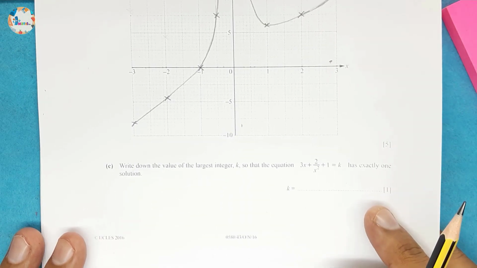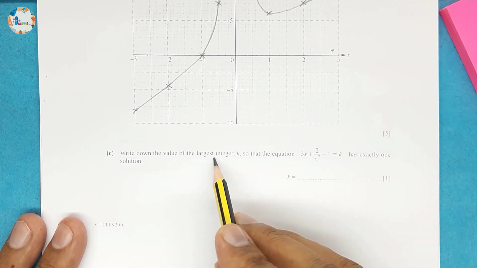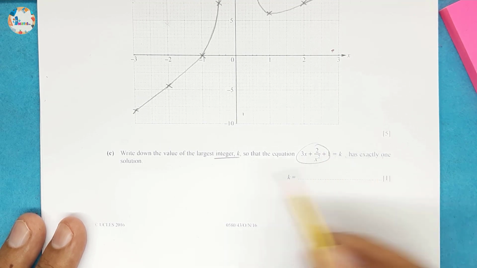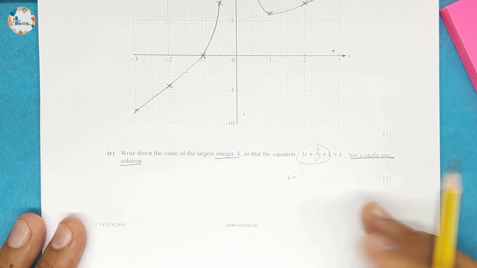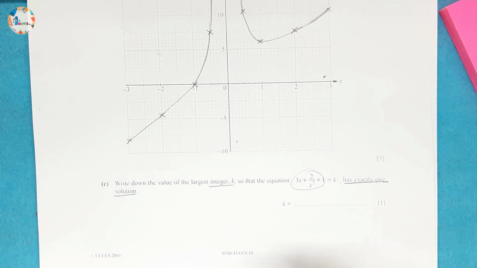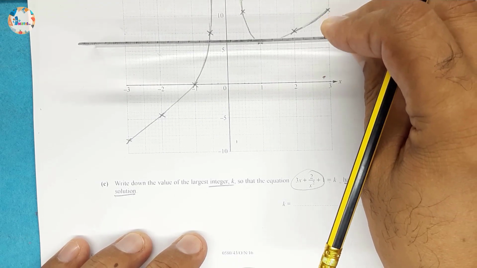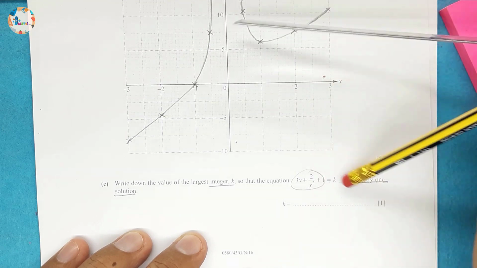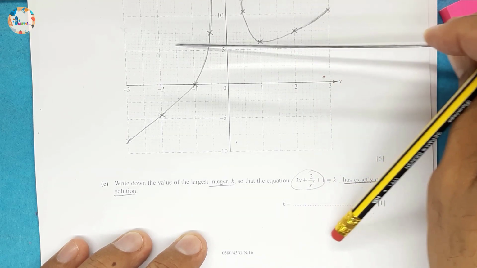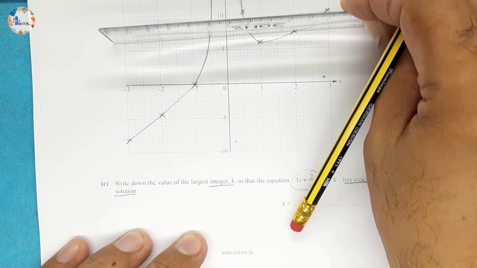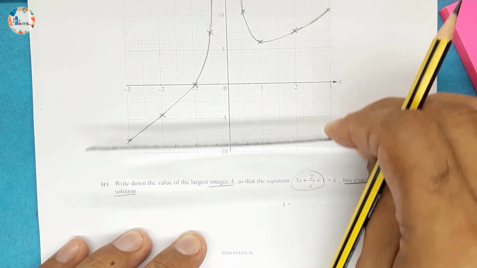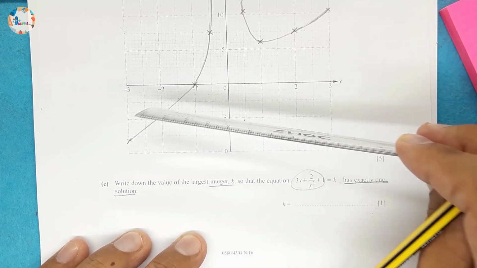Then write down the value of the largest integer k, so that this equation is equal to k has exactly one solution. So exactly one solution will be what? Exactly one solution will be lesser than this value. At this value, it will be two solutions, where this point will be intersecting, and above this one will be three solutions. So below this point will be one solution only. It will be intersecting only this line.